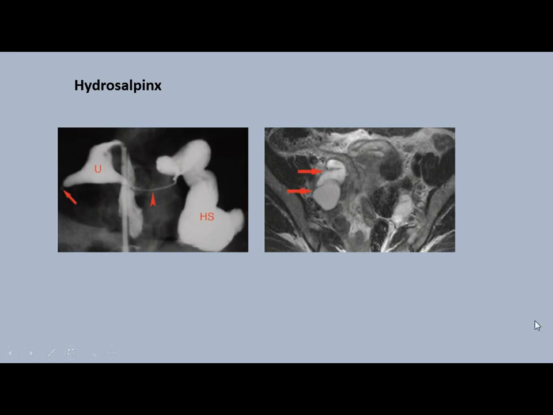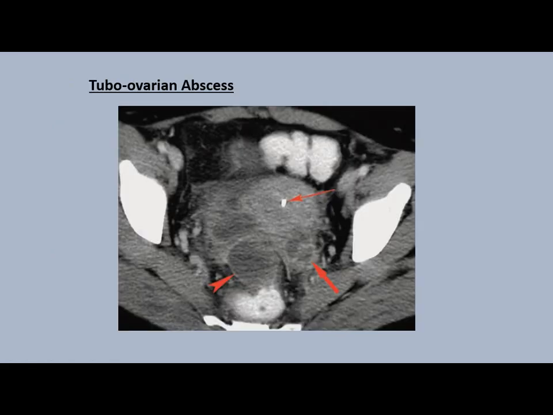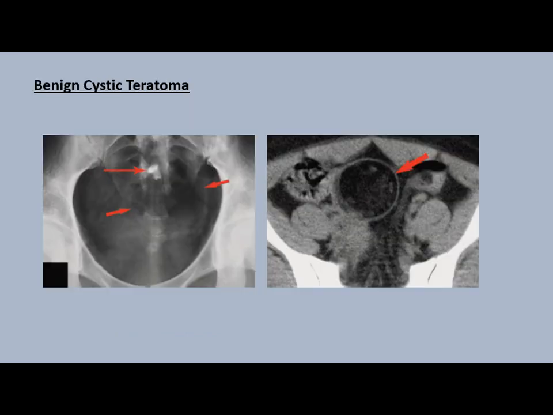Hydrosalpinx: the hysterosalpingogram shows dilatation of the distal part of the left fallopian tube, of course due to chronic obstruction or infection. If you do an MRI, there is also dilatation, a fluid-filled structure, which mostly appears convoluted on MRI, due to the presence of fluid inside the uterine tube causing dilatation. Tubo-ovarian abscess is also a complication of infection.